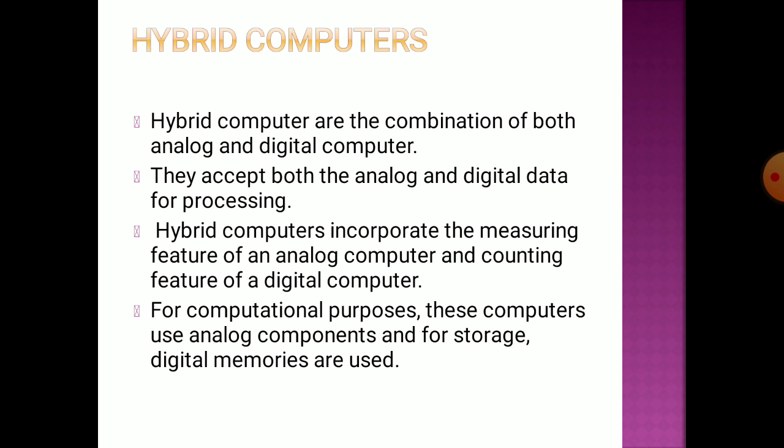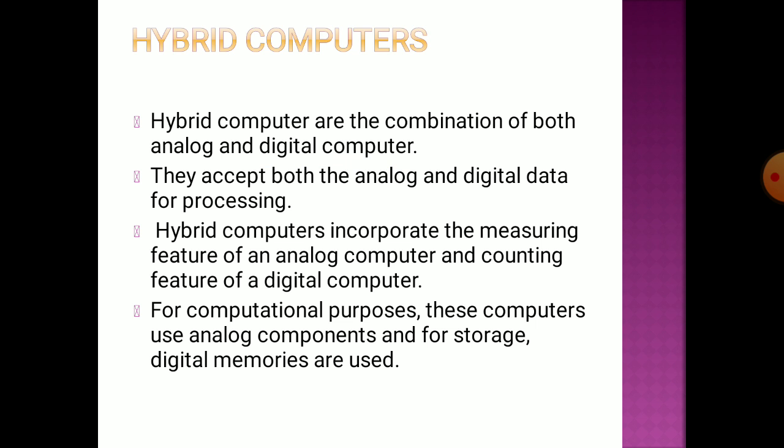The next, third type of computer based on construction or working is the hybrid computer. What happens in hybrid computers? If you read the name hybrid, it is nothing but mixed. So hybrid computers are nothing but the combination of both analog and digital computers.